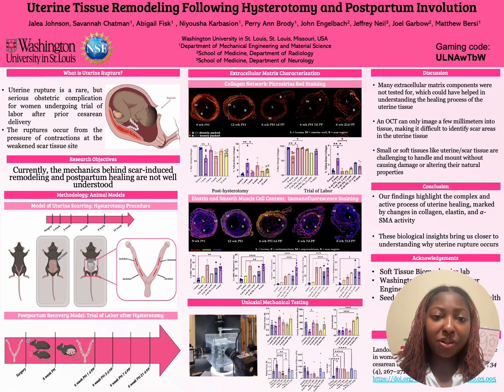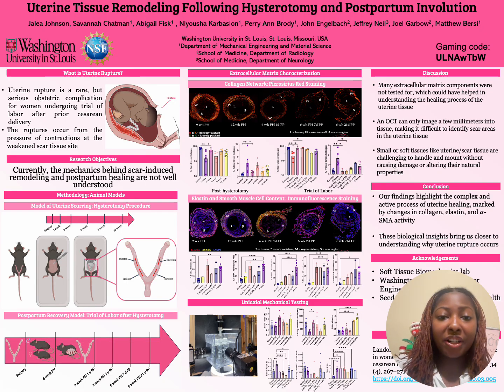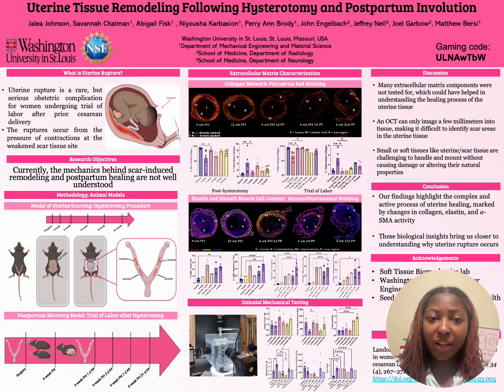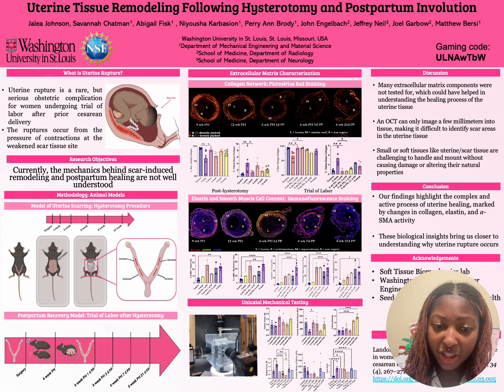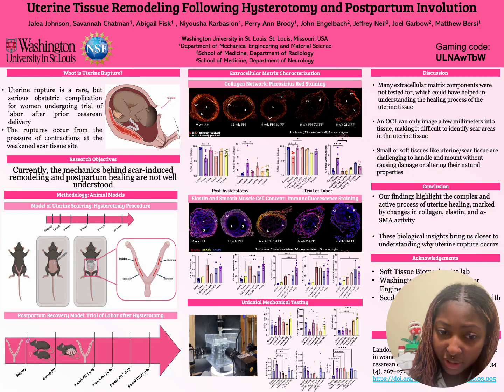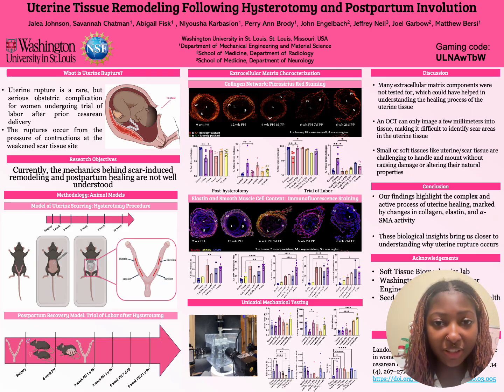Uterine rupture is a rare but serious complication that women undergo when having a cesarean delivery and then attempting a post-vaginal delivery. The first method that we use to understand the mechanics behind induced remodeling and postpartum healing, which is not well understood, is a hysterotomy procedure.